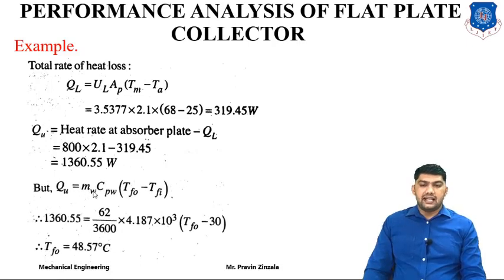Q is equal to m Cp delta T. Here we are flowing water through the collector. So Q, the heat absorbed by the collector, is equal to m Cp delta T, with the outlet temperature and the inlet temperature. We want to calculate the outlet temperature. Q is given, the mass flow rate is given, and the specific heat of water. We have to calculate the outlet temperature, and the inlet temperature is already given. So after the final simplification, the outlet temperature is equal to 48.57 degrees centigrade.